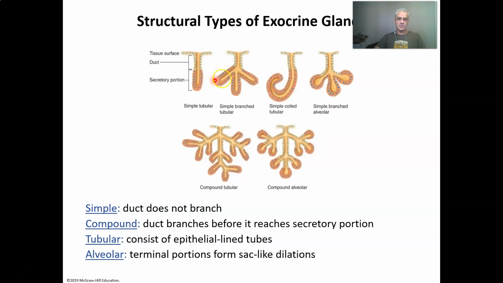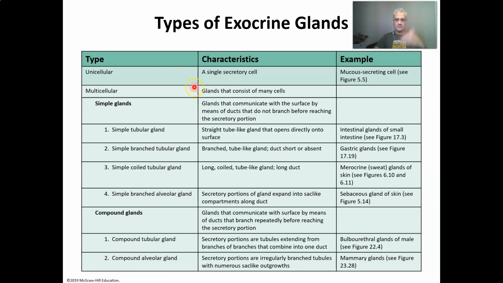there's a secretory portion, a portion of that gland that produces whatever the product is. And that product ends up going through a tube, which is called a duct. And that's what defines an exocrine gland. So here we go, types of exocrine glands. This is just a summary chart of what we just went through.